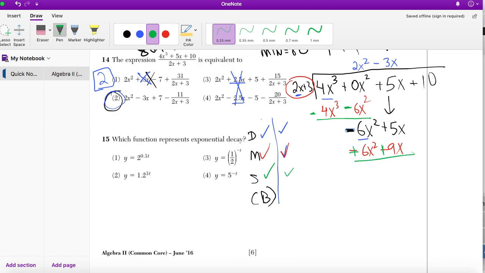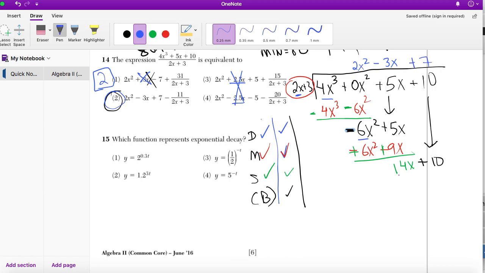So now when I do that, the negative 6x squared and 6x squared cancel out. 5x plus 9x is 14x. And then I go ahead and I bring down again the plus 10. Now I got one more step. I'm going to divide 14x by 2x to get 7.